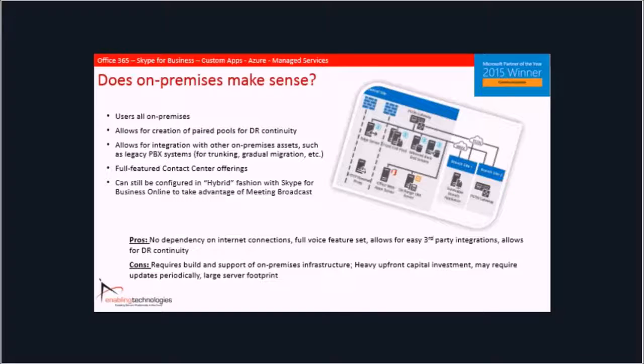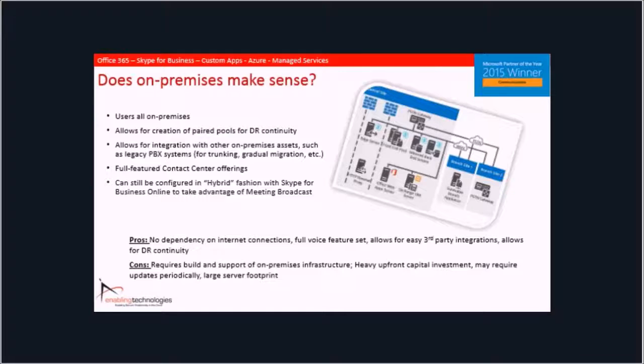First would be on-premises. Top of the slide there, you'll see some of the key points of on-premises, right? Well, obviously, all of our users would be on-prem. It does allow for the creation of paired pools, so we'd have the opportunity for disaster recovery continuity. It allows for relatively straightforward integration with other on-premises assets, like in some of the Q&A in the prior session, there were questions around interoperability between Cisco and Skype for Business. On-premises, piece of cake. We've done that for years. Also gives you, I would contend, the most full-featured contact center offerings. So if contact center is a large part of your business, as it sits today, by and large, the on-premises deployment of Skype for Business is likely going to make the most sense.